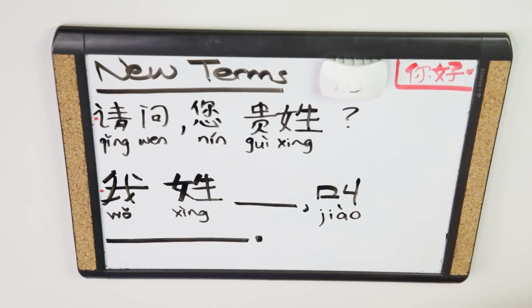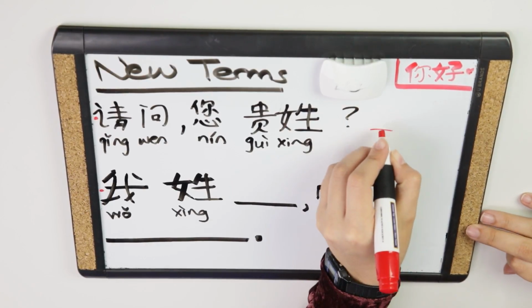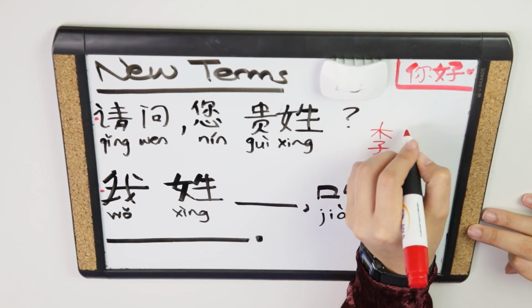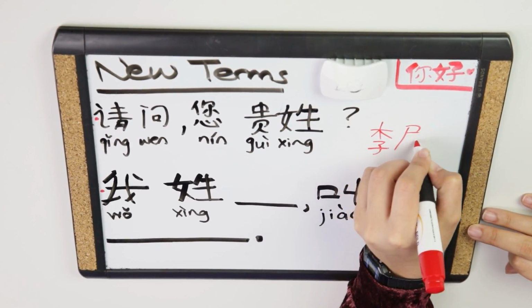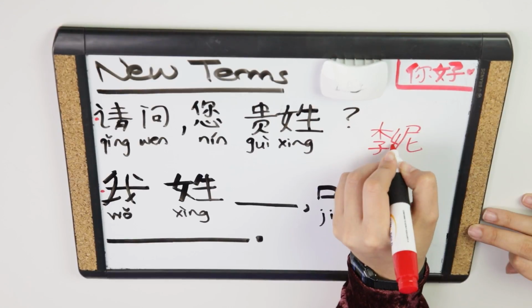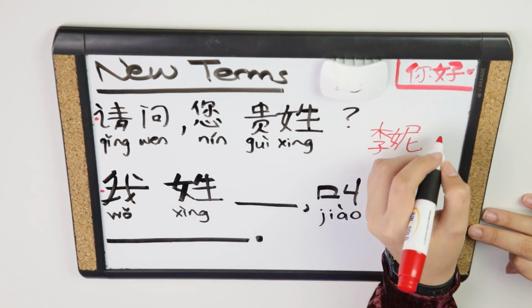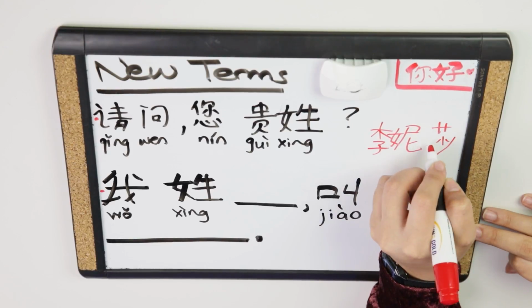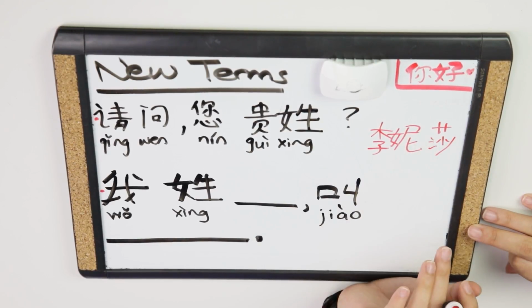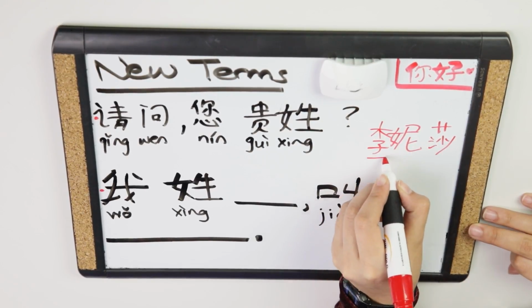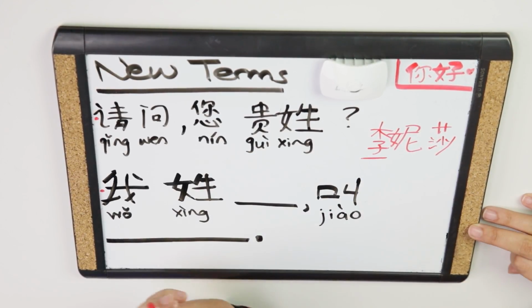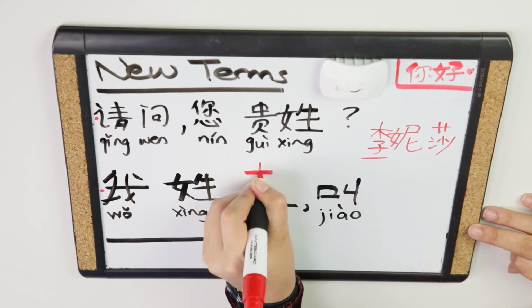So my Chinese name is Li Ni Sha. My surname is right here though, only in this character. So I'm going to put it right there. 我姓李.